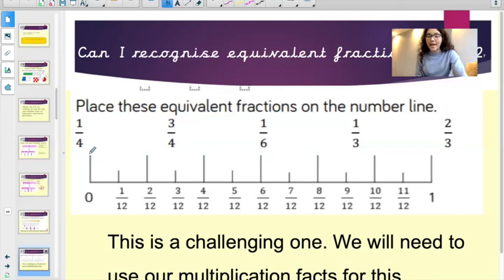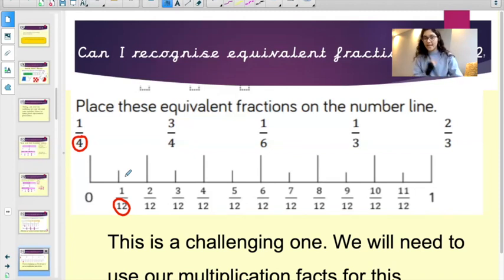Now, I'm going to look at 1/4, okay? Look at the denominator, it is 4. Look at the denominator of the number line that we're working with. What's the denominator? 12. Now, 4 is the denominator of the fraction that we want to put into the number line. Now, question for you. How do I get from 4 to 12? What do I need to multiply 4 by in order to get to 12?